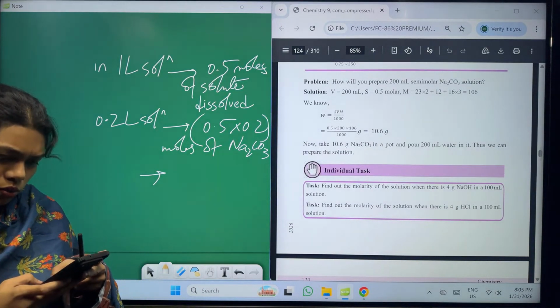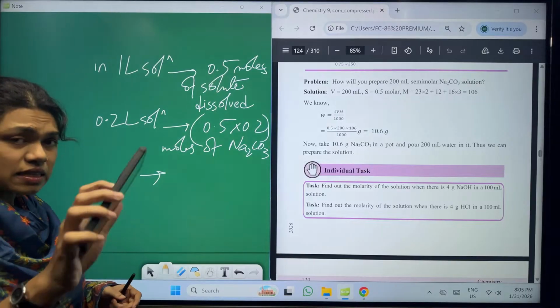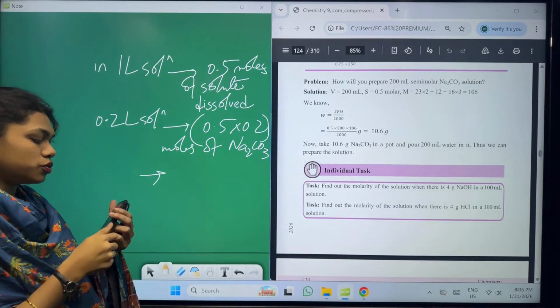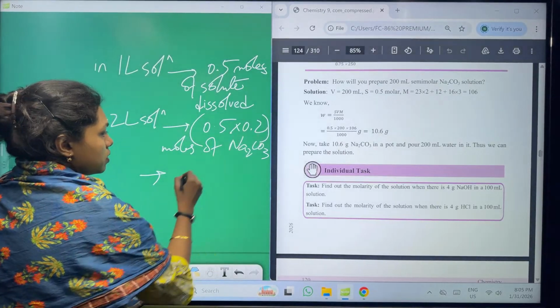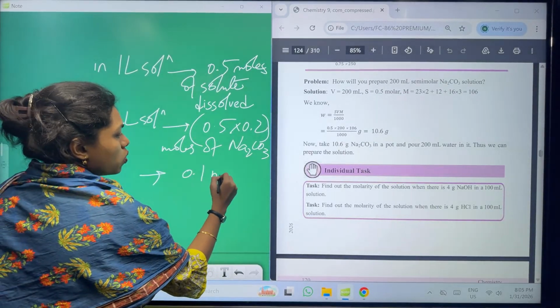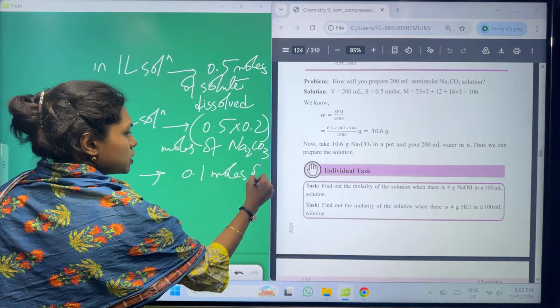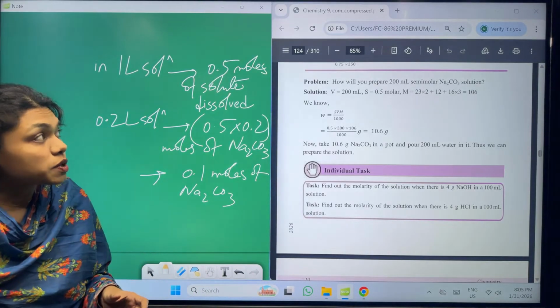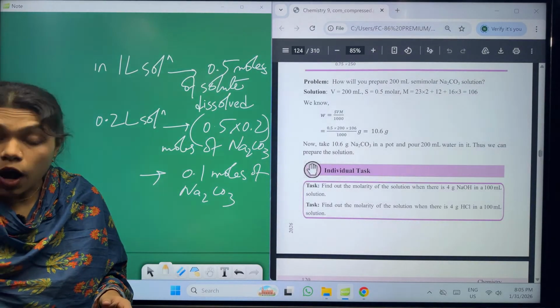0.5 into 0.2 is what? 0.1. Okay. 0.5 into 0.2 is 0.1. Okay. 0.1 moles of Na2CO3. So I have 0.1 mole of Na2CO3. What is my question? How will I prepare? So how much do I need?